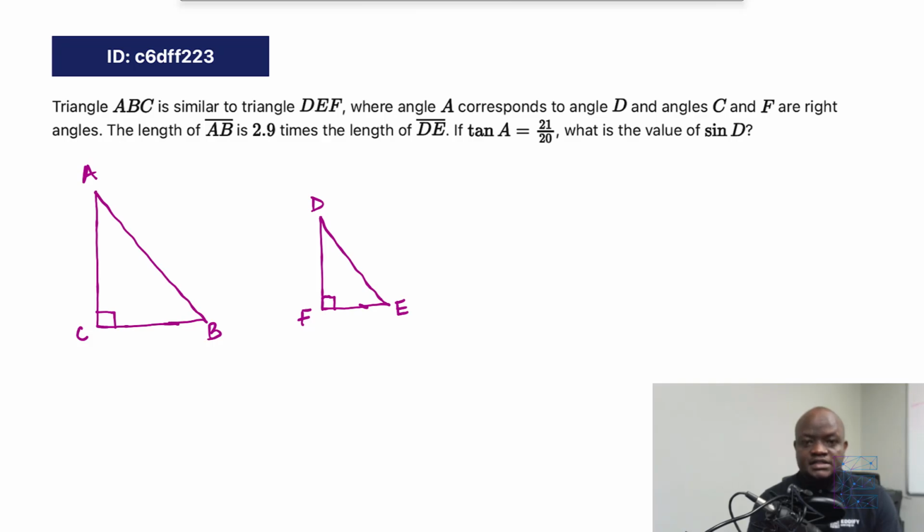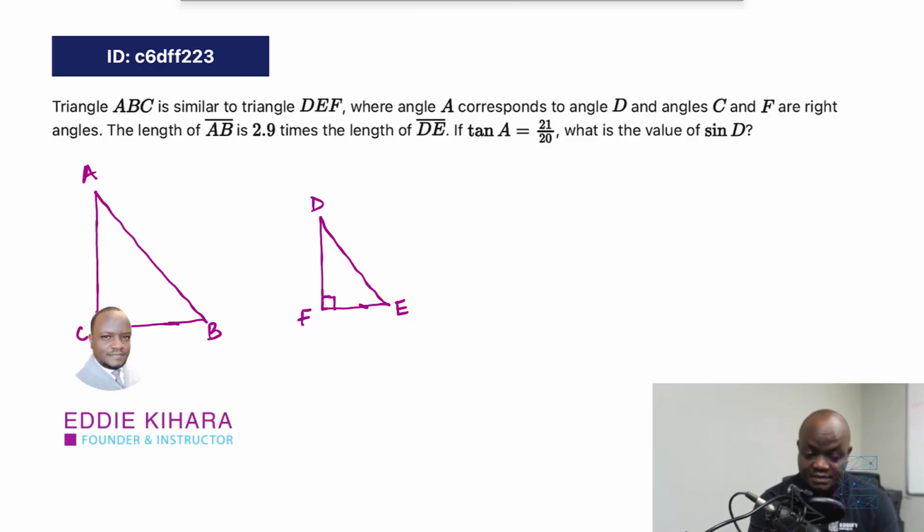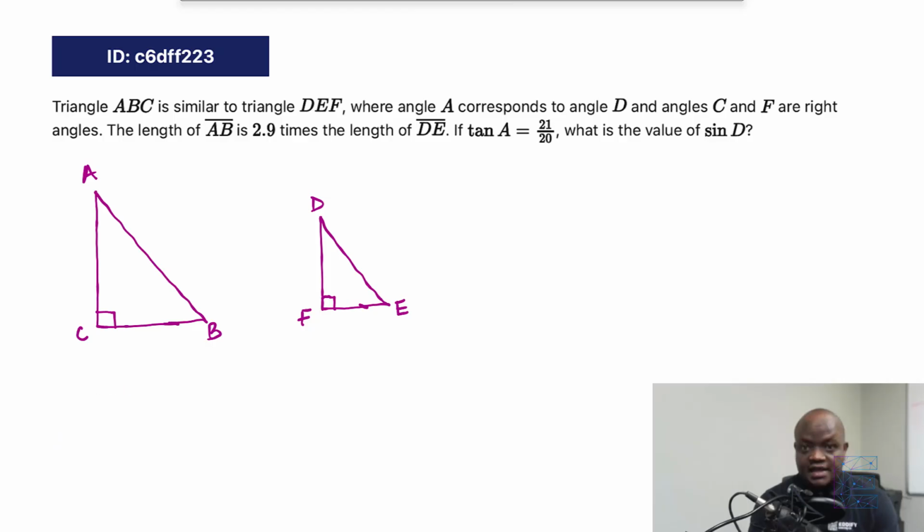Triangle ABC is similar to triangle DEF, where angle A corresponds to angle D, and angles C and F are right angles. The length of AB is 2.9 times the length of DE. If tan A equals 21 over 20, what is the value of sine D?